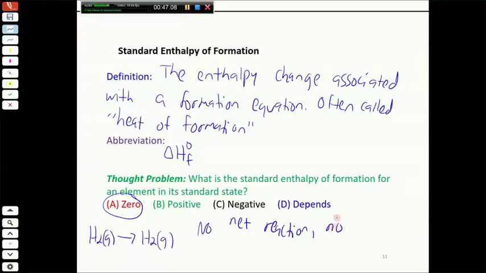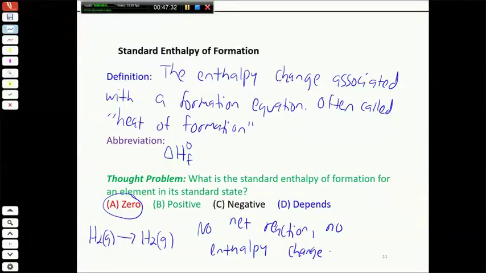Now, if the element was not in its standard state, if we were forming, let's say, liquid hydrogen, which is not the standard state of hydrogen, then it would have a non-zero delta H, and it would depend on what process we're doing. But for any element in its standard state, the enthalpy of formation is 0. So there are 118 enthalpies of formation that you have to memorize, which is just all the elements.